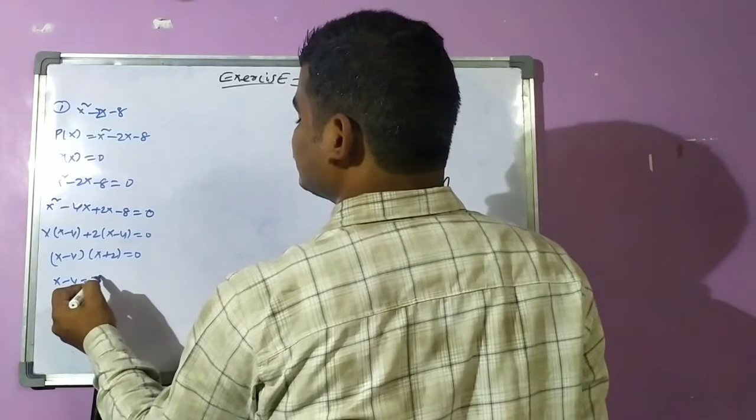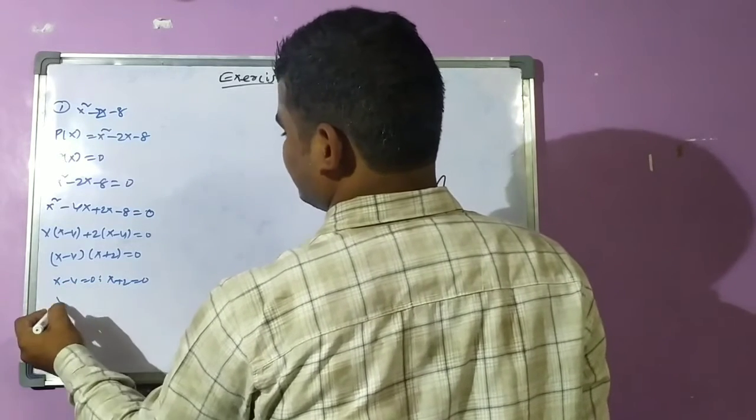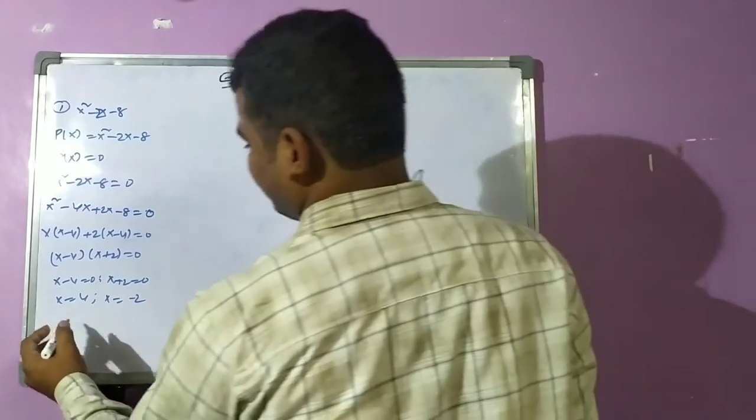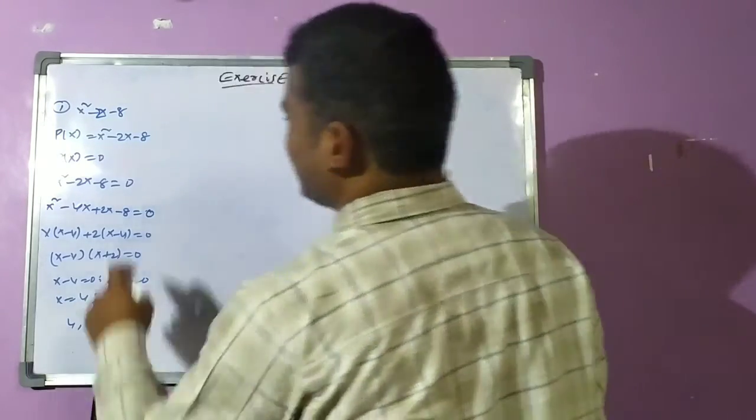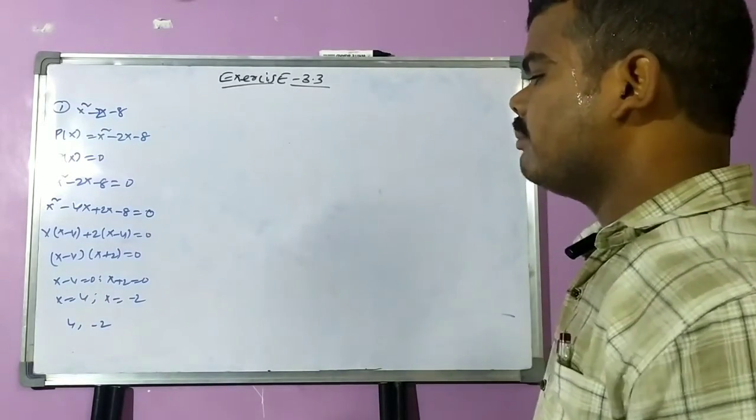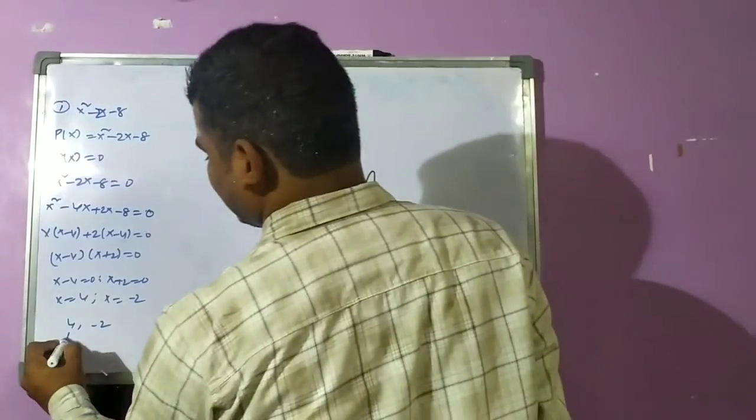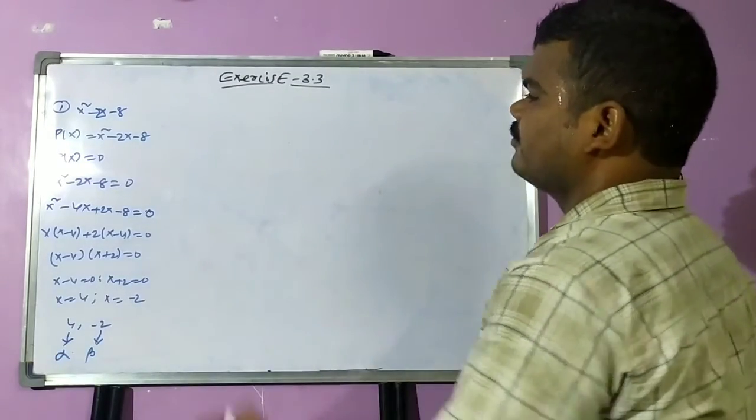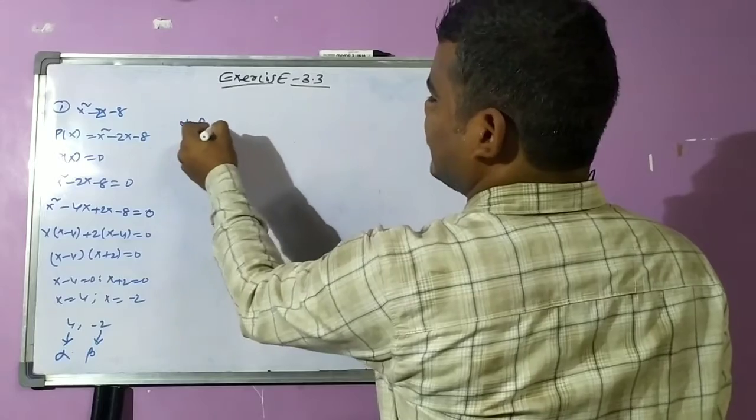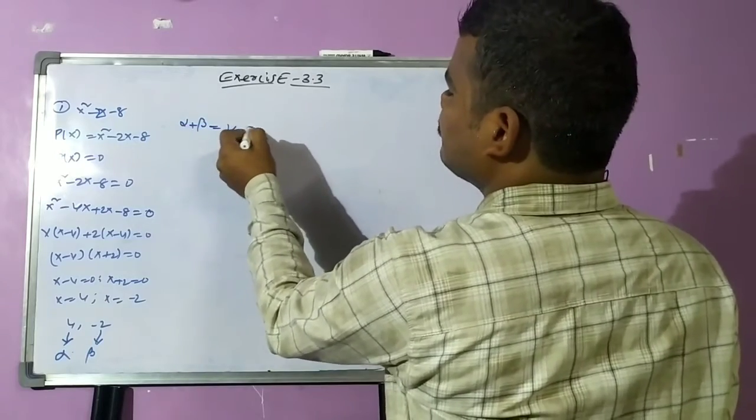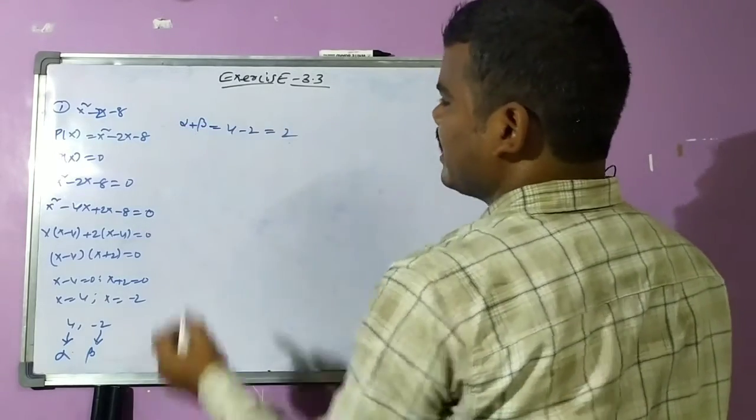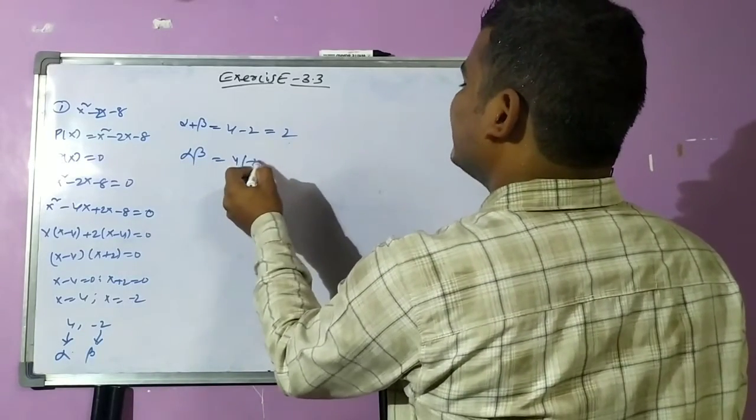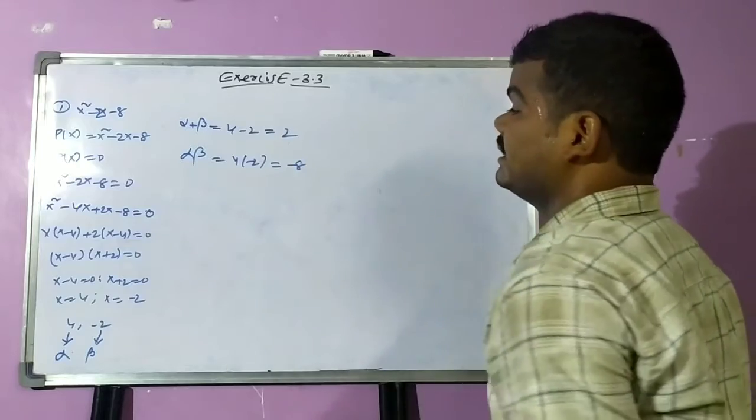x minus 4 is equal to 0, x plus 2 is equal to 0. x is equal to 4, x is equal to minus 2. Therefore, 4 comma minus 2 are the zeros of the given quadratic polynomial. I consider this one as alpha and this one as beta. Therefore, alpha plus beta is equal to 4 minus 2, which gives 2. Product of alpha into beta, 4 into minus 2, which gives minus 8.